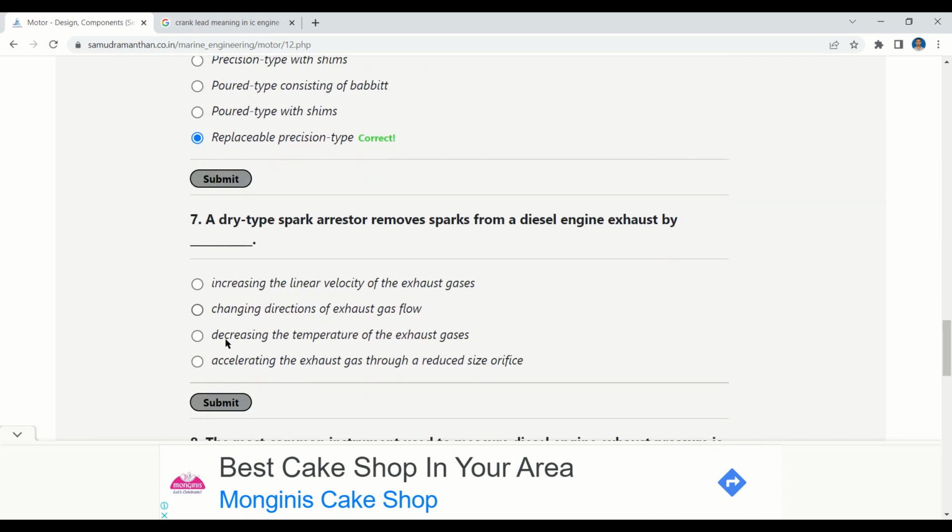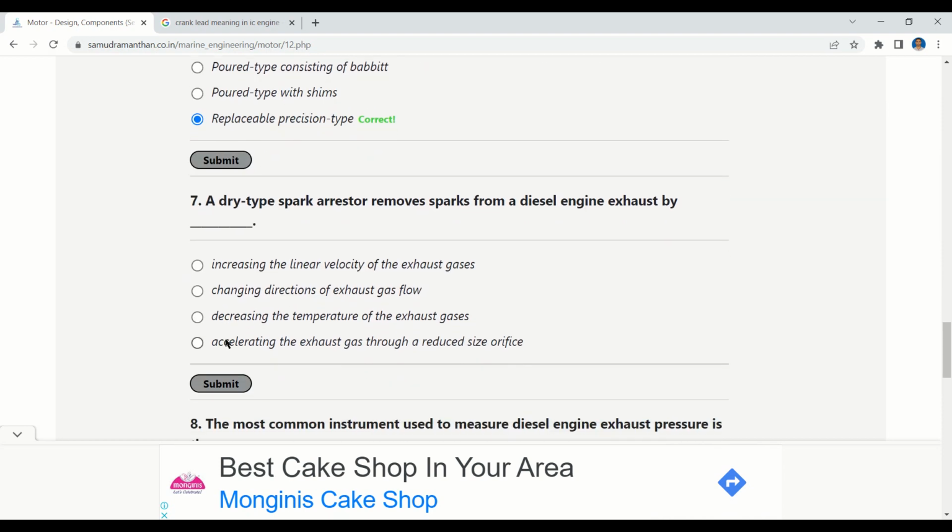Our next question is, a dry type spark arrester removes spark from the diesel engine exhaust by, and the options are: increasing the linear velocity of the exhaust gases, changing direction of exhaust gas flow, decreasing the temperature of the exhaust gases, accelerating the exhaust gas through a reduced size of orifice. And the correct option should be changing direction of exhaust gas flow.